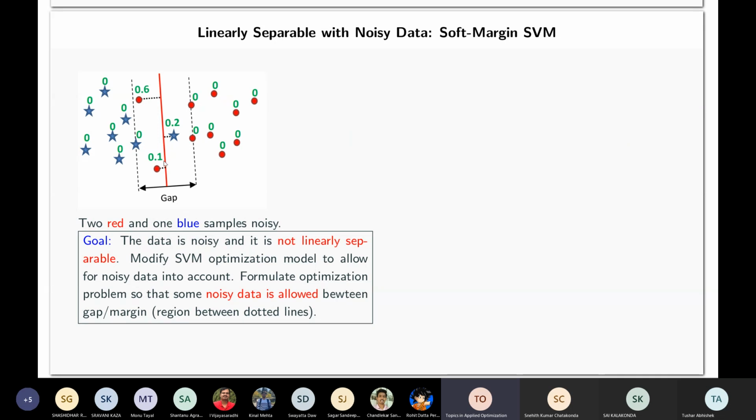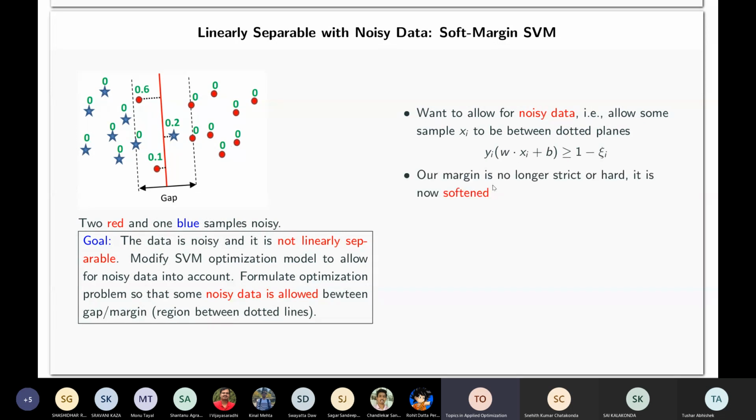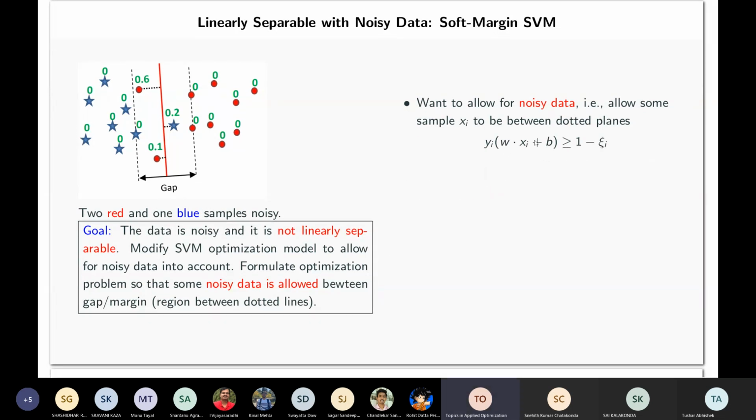Okay, so it's not linearly separable because I cannot draw this way, I cannot draw this way. Each time I have one point of the other class. So modify the SVM optimization model to allow for noisy data, formulate the optimization problem so that noisy data is allowed between the gap. So that's what I said. So let us look into this model now.